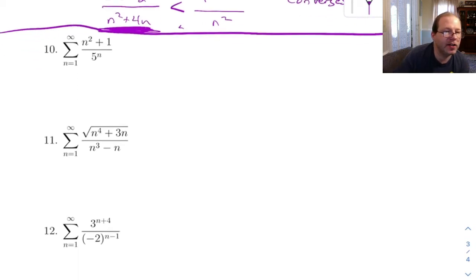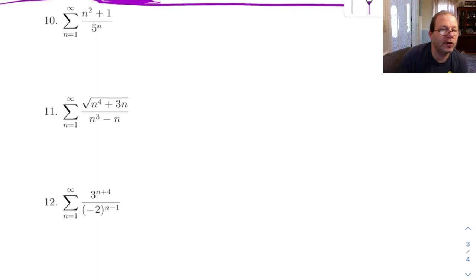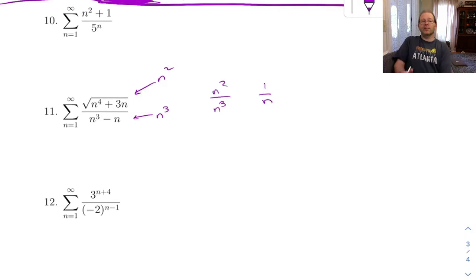Example 11, we've got n to the fourth plus 3n under the radical and n squared minus n on the bottom. So let's see, up top, this is going to act like n squared. And this down here is going to essentially be n cubed. This is going to diverge because it's going to wind up being like n squared over n cubed, which is 1 over n. It's going to be like the harmonic series. So it's going to diverge. But let's actually work that out.